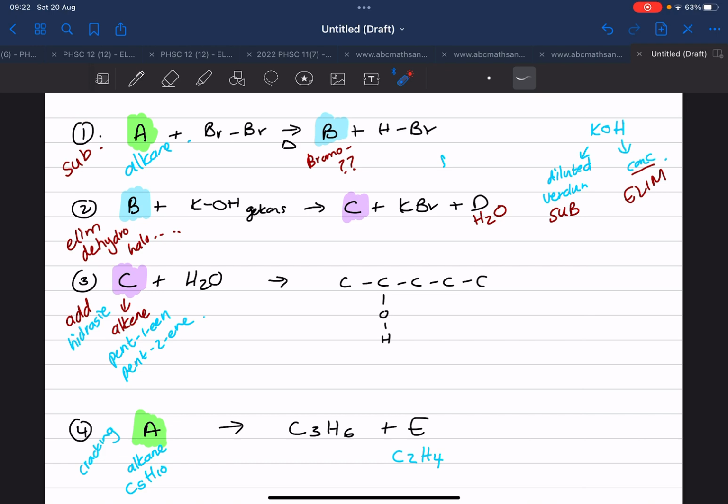They ask, to which homologous series does compound B belong to? Compound B, we said is a bromo something. We know now it's bromopentane. Okay, maar aan watter homoloog reeks behoort dit? Dis 'n haloalkaan. Okay, now again, last year in the end exam, they said the haloalkanes are not a homology series, only the alkanes. Nou luister jy?